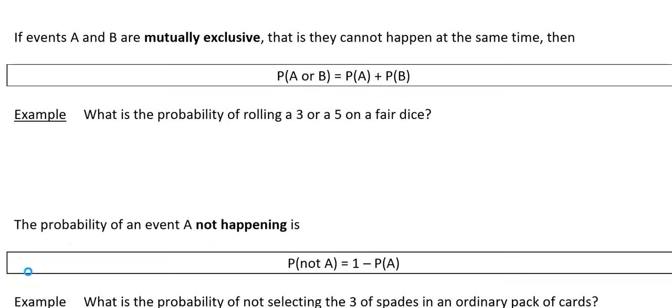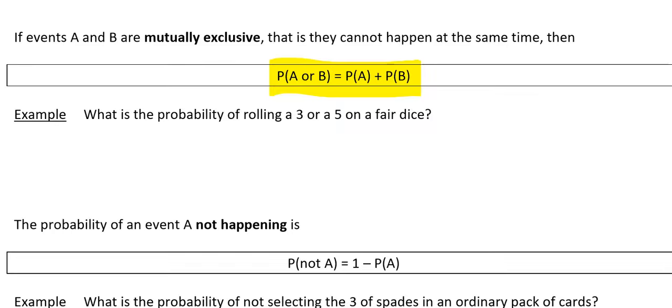Next thing we're going to look at: if A and B are mutually exclusive, that means they cannot happen at the same time. So for mutually exclusive events, the probability of A or B happening is equal to the probability of A happening plus the probability of B happening. This only works for mutually exclusive events.